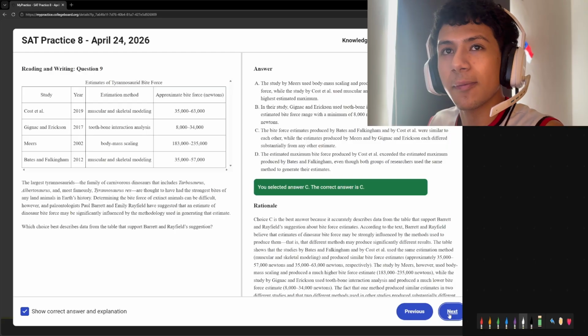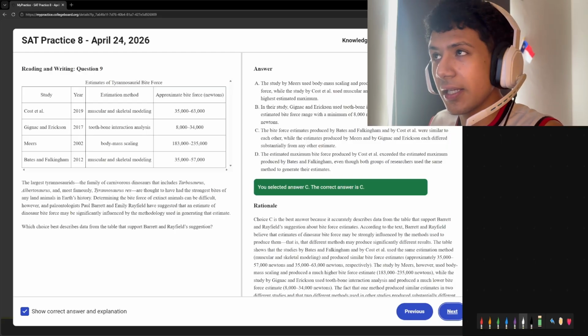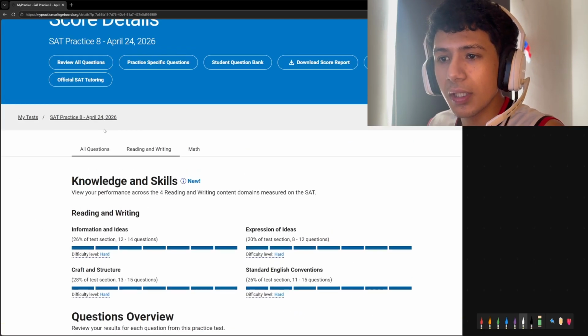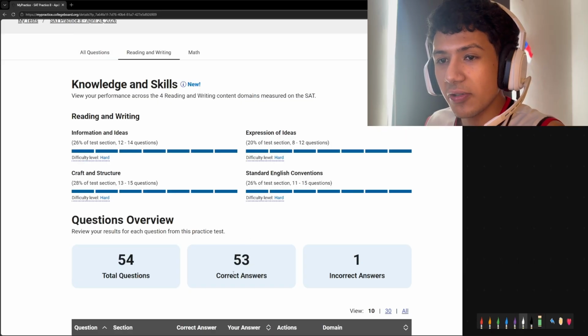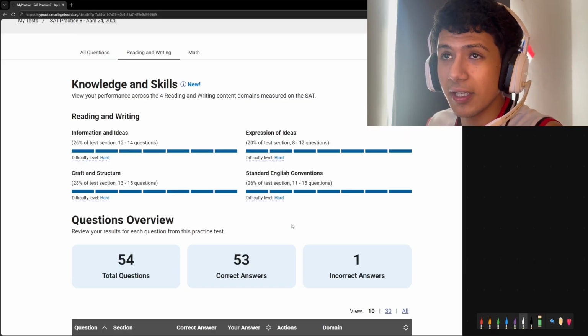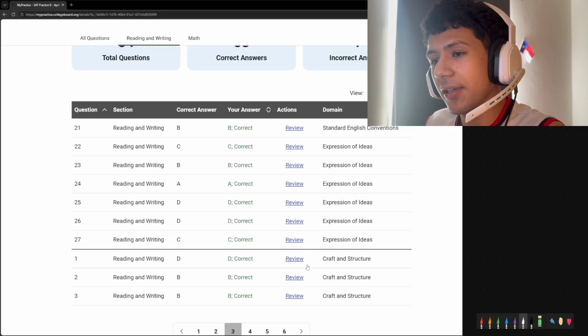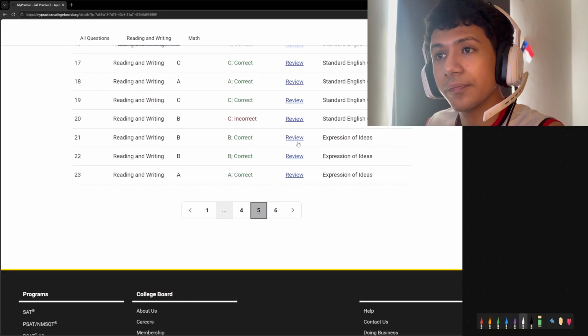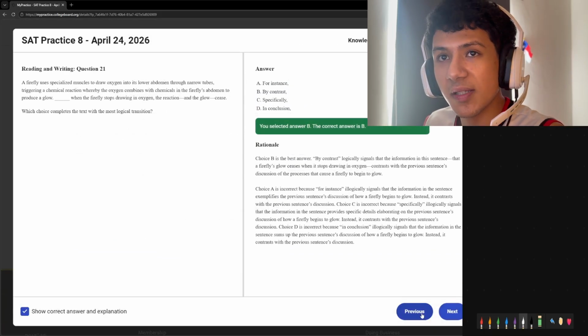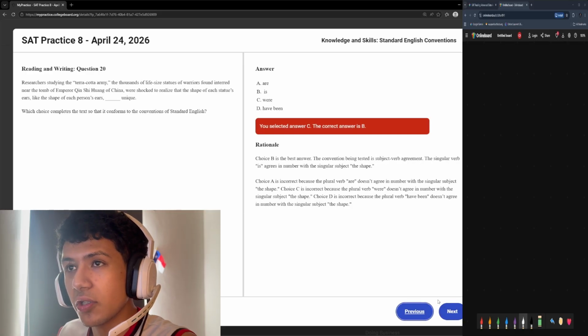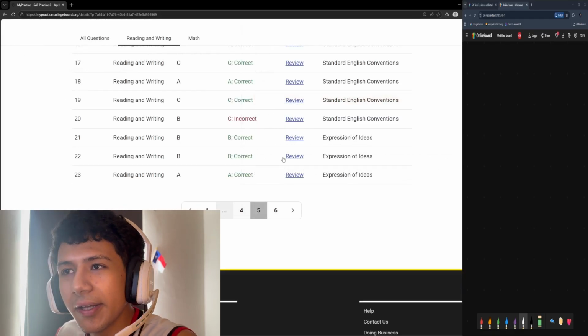The hardest ones from this SAT Practice 8 I took recently. I got 53 answers out of 54, so I think I'm better at reading than at math. But we're going to be going through the explanations of the hardest questions in this SAT, including the question I got wrong. This one.